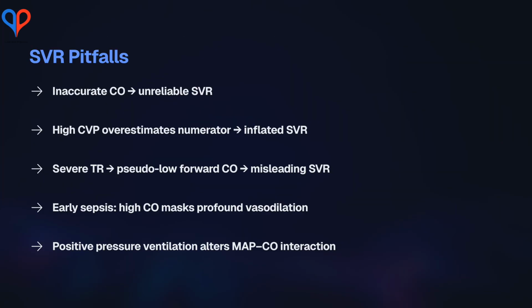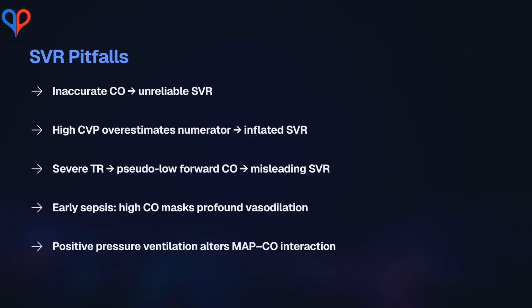SVR pitfalls largely stem from inputs. Errors in cardiac output, MAP, or CVP propagate into SVR. High CVP increases the numerator and can falsely elevate SVR. Severe tricuspid regurgitation, or shunts, distort CO measurement, making SVR appear misleadingly low or unstable.